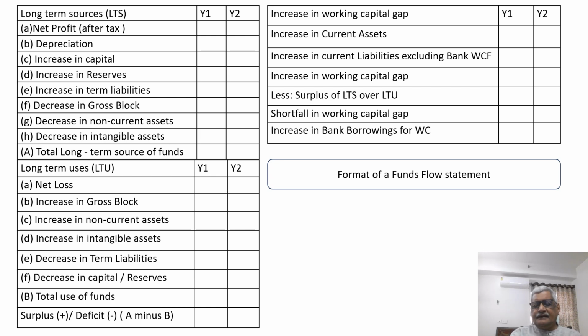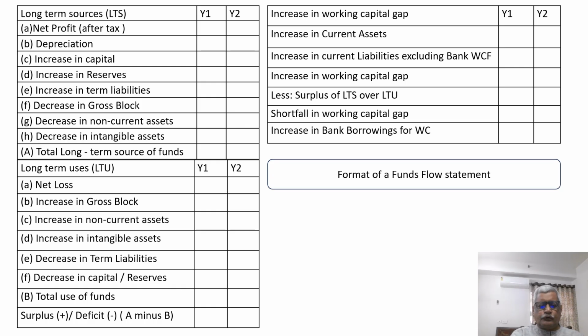Format of a funds flow statement between 2 years, Y1 and Y2. First we will find out the long-term sources: net profit after tax, add depreciation, add increase in capital, add increase in reserves, add increase in term liabilities, add decrease in gross block, add decrease in non-current assets, add decrease in intangible assets.